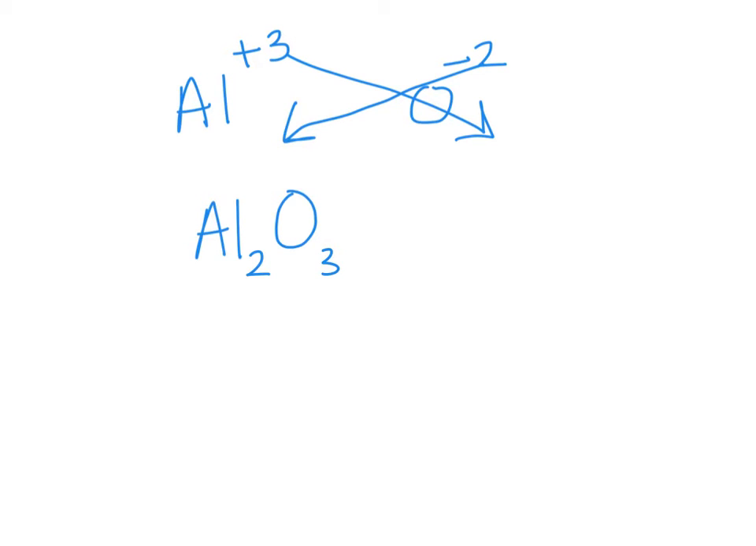And then don't forget, when you're naming your ionic compounds, the cations are always written first and the name does not change. So it is aluminum, and then the anion, we change the ending to "ide." So aluminum oxide.